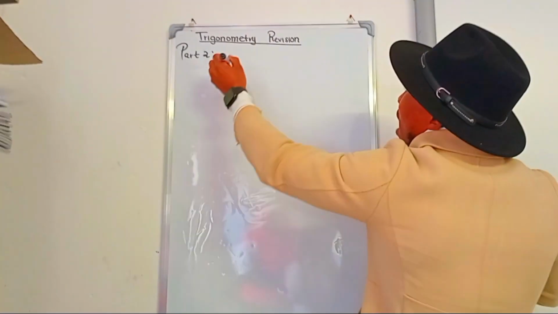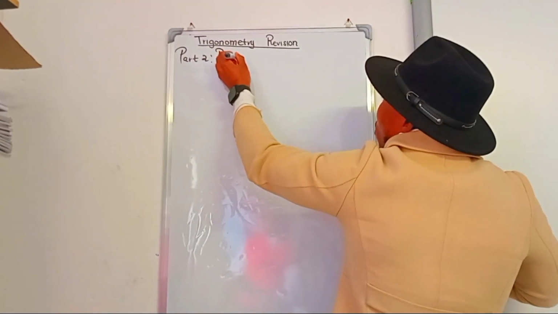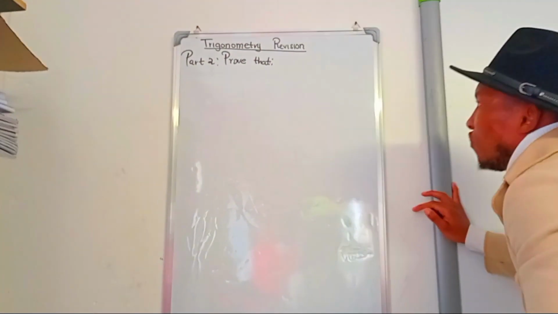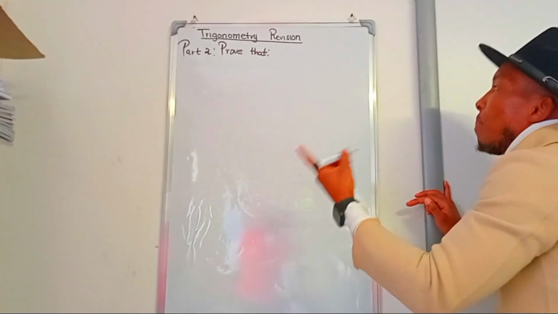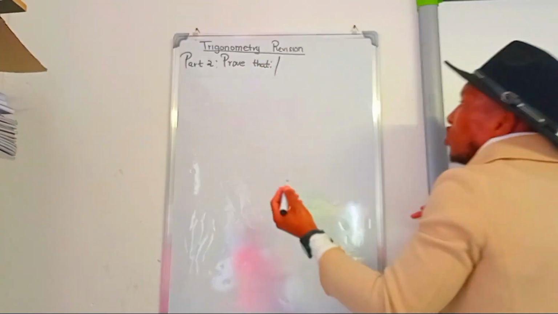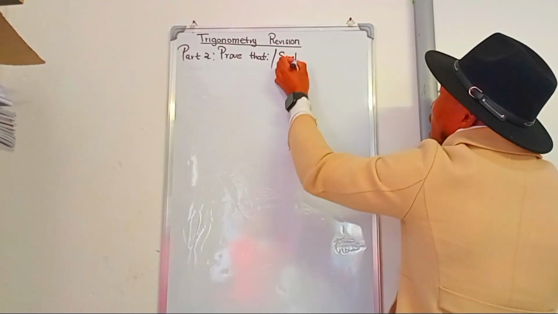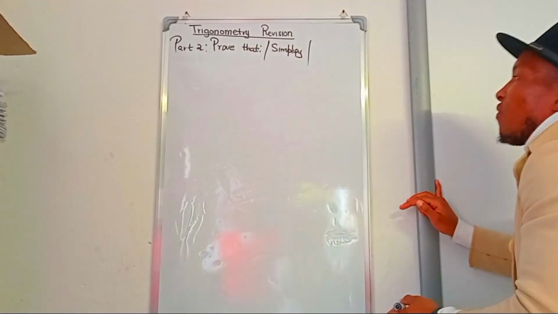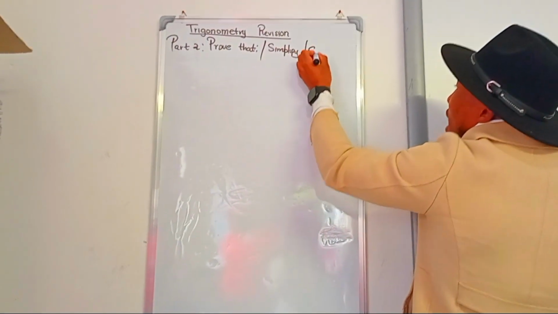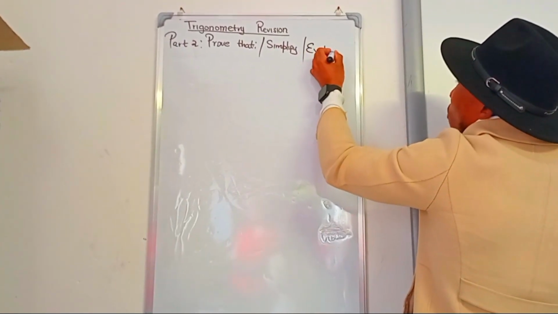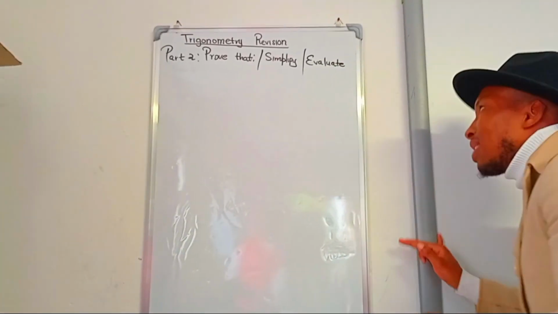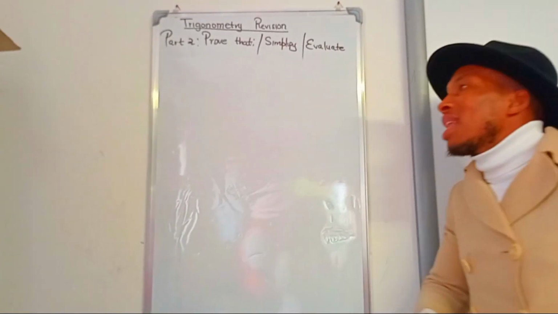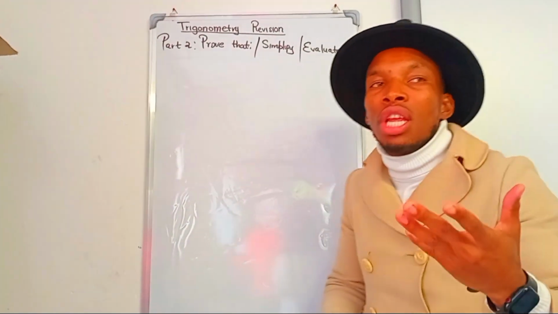Then here on part 2 is whereby we are just proving the identity. It is very, very important to know how to prove the identity. The question is going to come out as prove that, or they are just going to ask you, simplify the following, or if they don't ask you simplify, they're just going to say evaluate the following. Then what we're going to do, we are just going to do the simplification. All right, let's go.